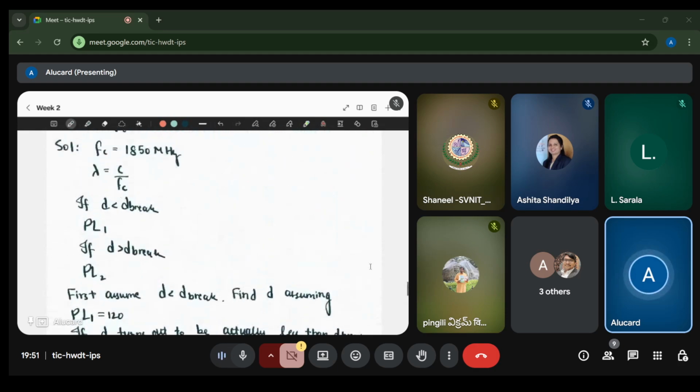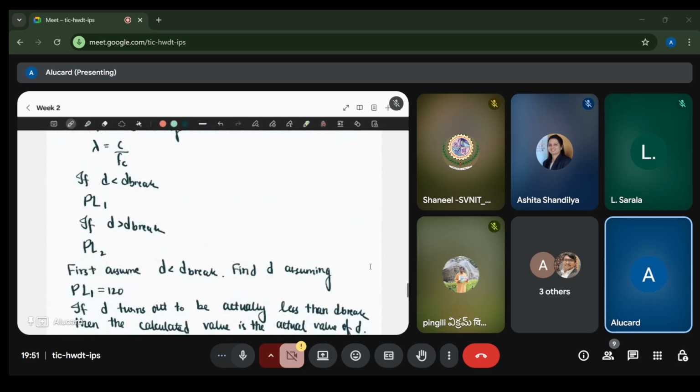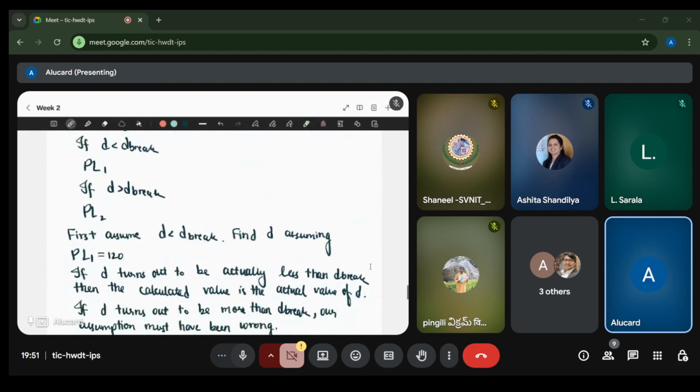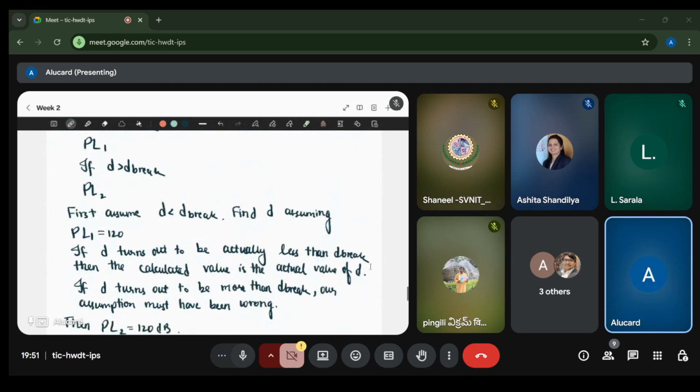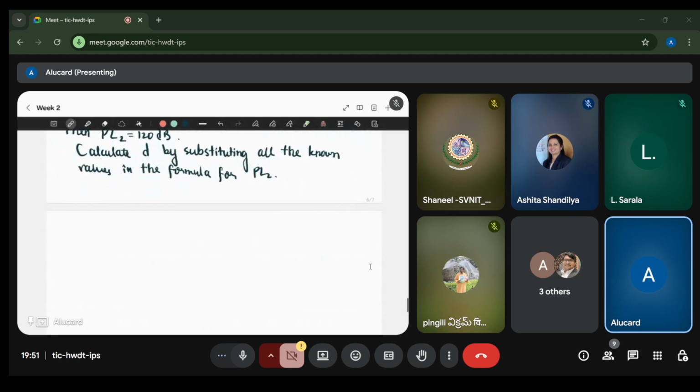At least you have to go back and look at the notes if you want to know what is PL1 and PL2. And you have to know what the model is, breakpoint model, and what is the formula for path loss in either of the cases.